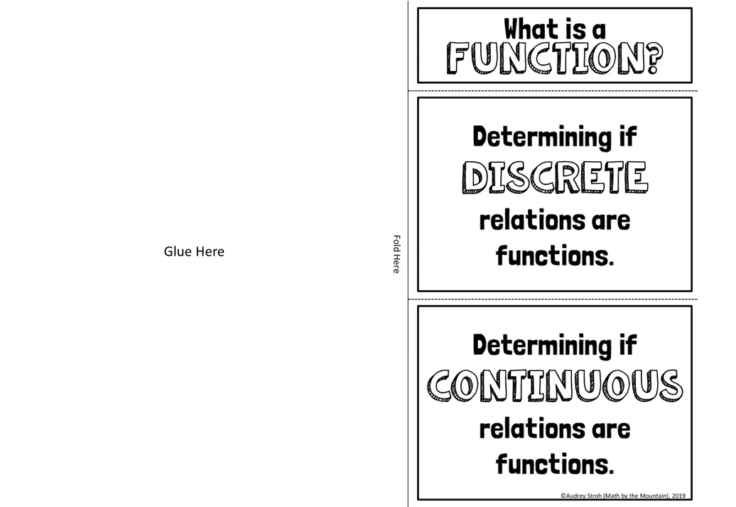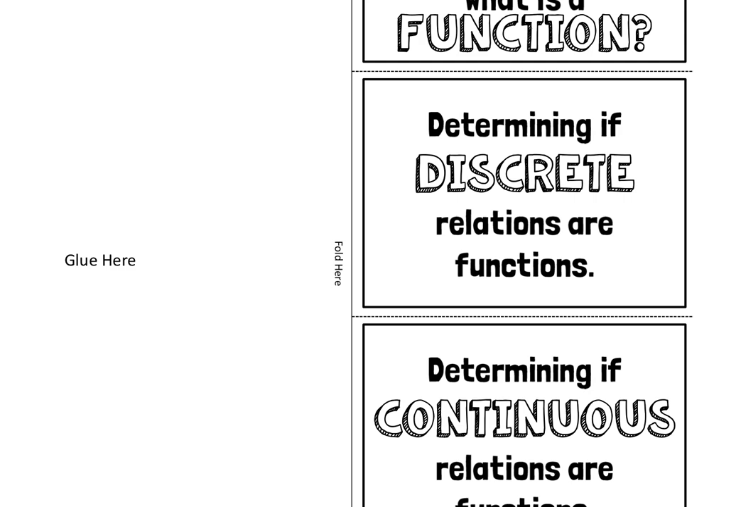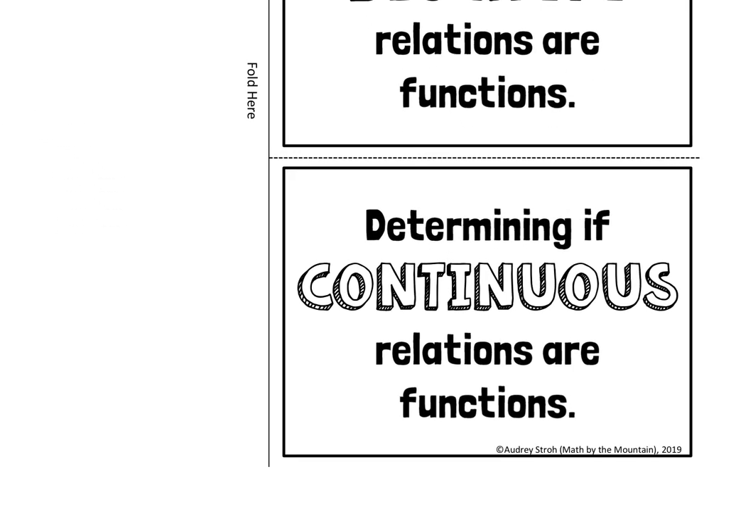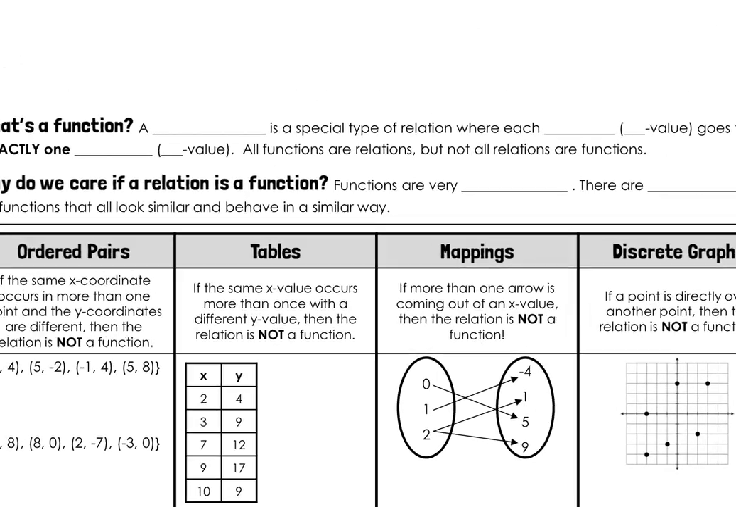In 2.2, we are going to be identifying functions. That's it. So given a relation, can we identify the function? The last little tab is determining if continuous relations are a function. Open up that first tab.